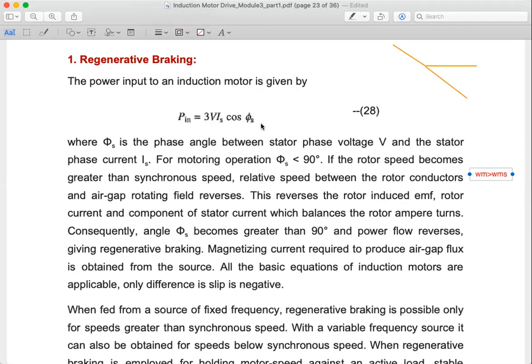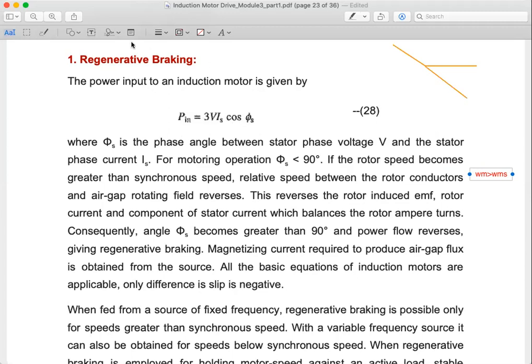Now, if phi s is less than 90 degrees, cos phi s is positive, so I can say the power will be positive. If phi s is more than 90 degrees, then cos phi s will be negative, so the power will be negative. Negative power indicates it is generating mode. So power is fed back to the supply.